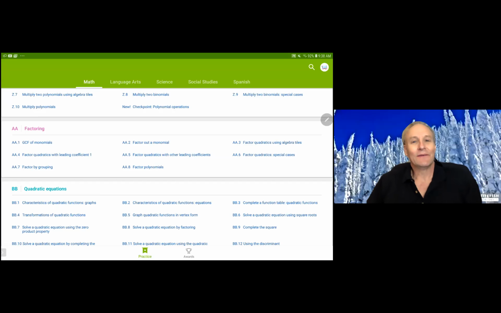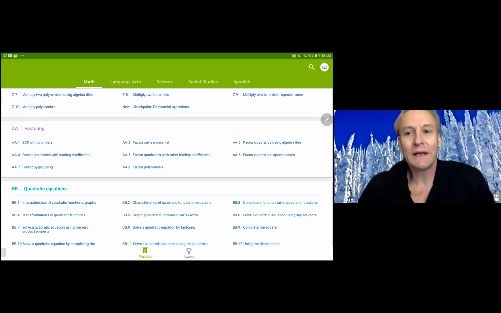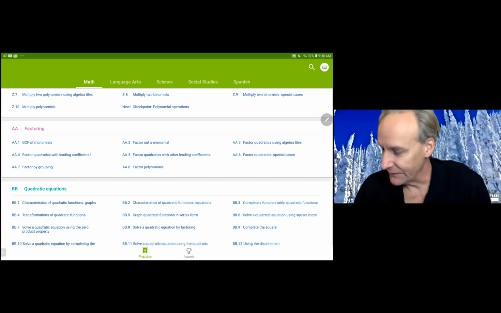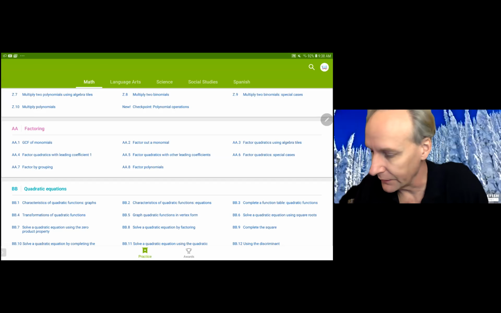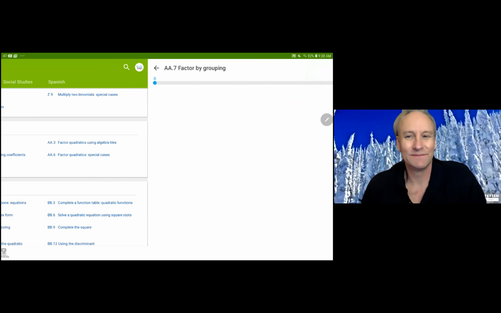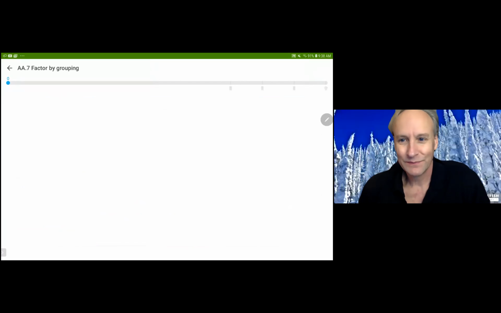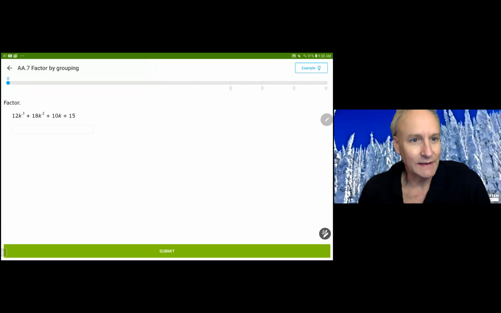Hi, everybody. Today we're going to do factoring by grouping. This is polynomials. I didn't preview it, but I suspect that they probably have 4 terms, and we're going to be factoring by grouping. So here it is, AA.7. And let's see what we have. Yep, we have 4 terms.